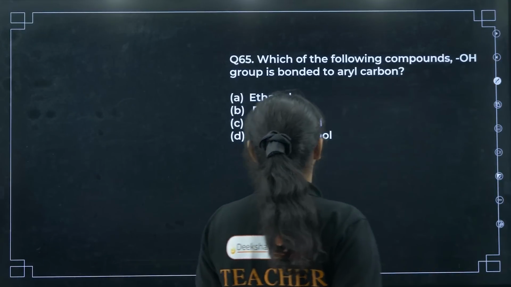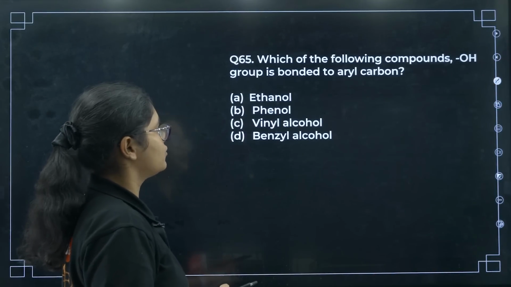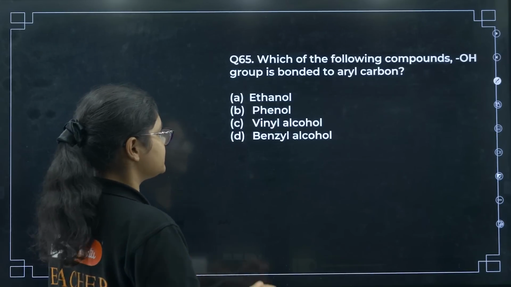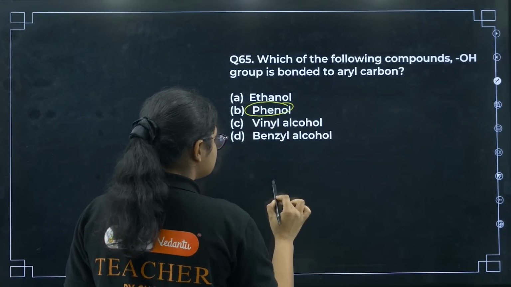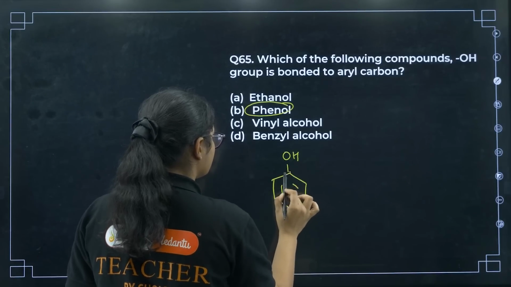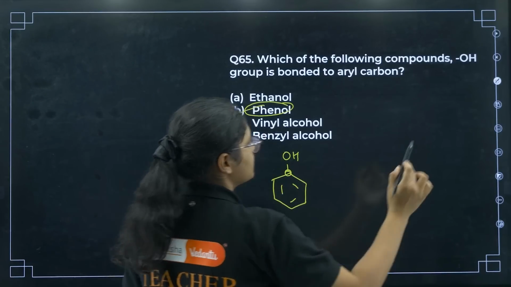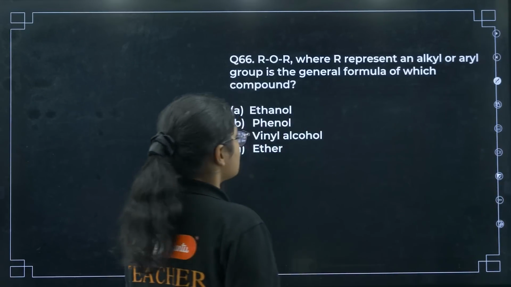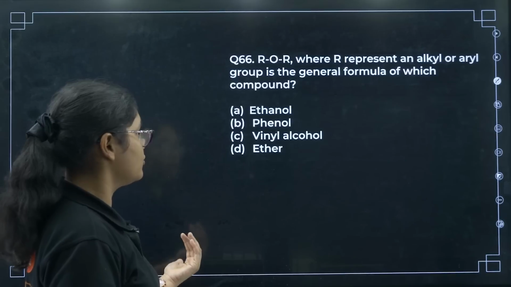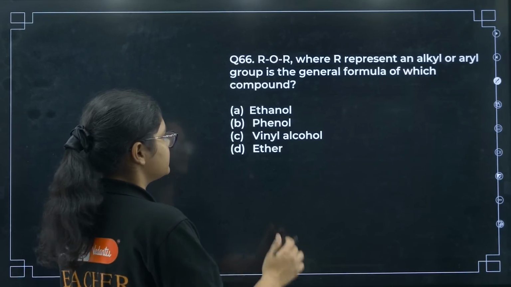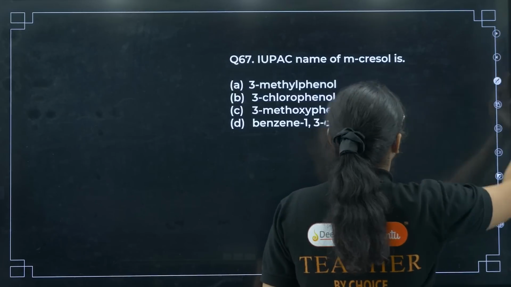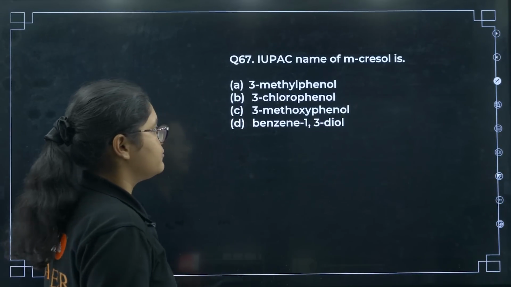Next, moving to 66, which of the following compounds has the OH group bonded to the aryl carbon? So in phenol, what happens? The OH group is directly bonded to the aryl carbon. So that is why option number B here. Next, ROR, where R represents an alkyl group, is the general formula of which compound? This is very simple. This is your ether, right? Option number D here.